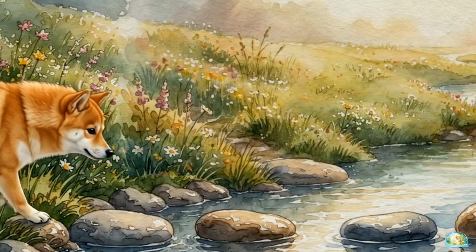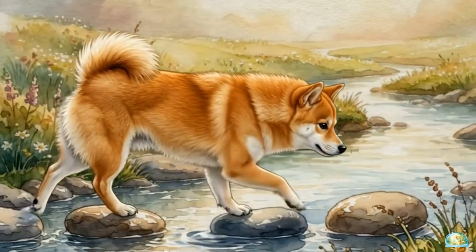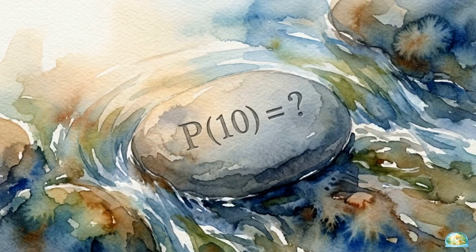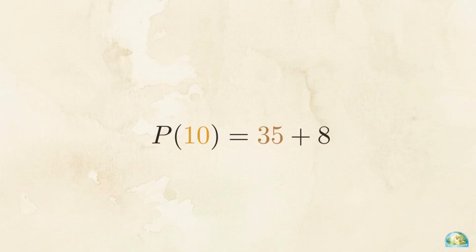Down at the brook, we have a rule already mapped out for us. For the function p(n) = 3.5n + 8, what does p(10) represent if n is the number of pounds mailed? To find out, we substitute exactly 10 for n. We compute 3.5 times 10 to get 35, then add 8, which equals 43.